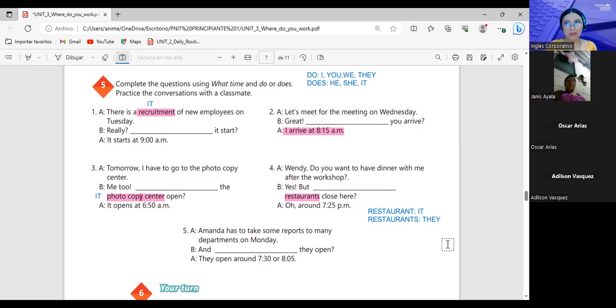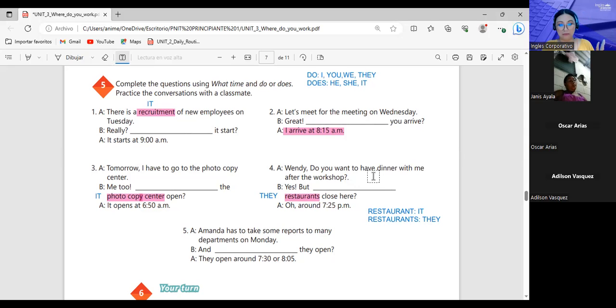Solo si es un objeto, pero va en singular, it. Si es un objeto, un lugar, no importa, pero si es en plural, se convierte inmediatamente en they. Así que ahí está la regla de los pronombres. No importa si es objeto, plural, cambia, they.